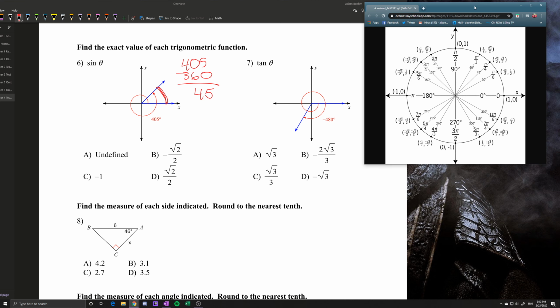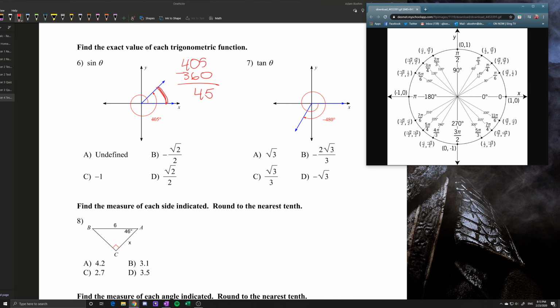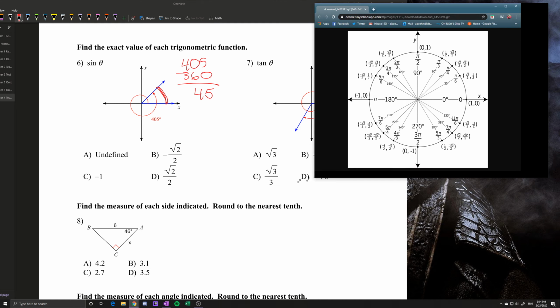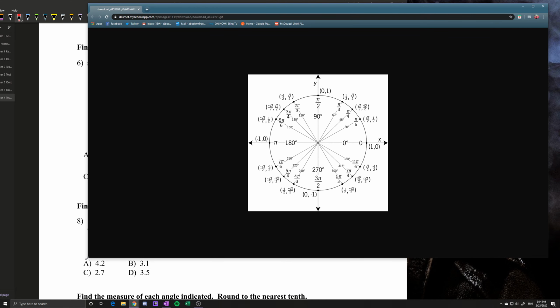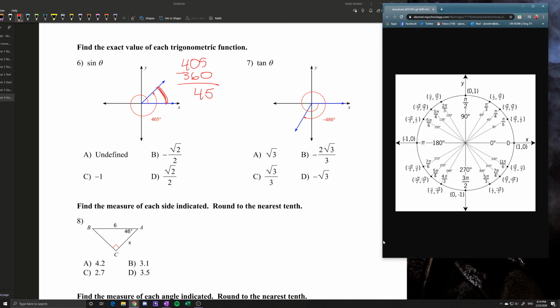Once you get that angle, you go to the unit circle, to 45 degrees, and we want the sine value, which gives us y. So the y value at 45 degrees is root 2 over 2, comma root 2 over 2. So the y value is just root 2 over 2. So the answer is D.